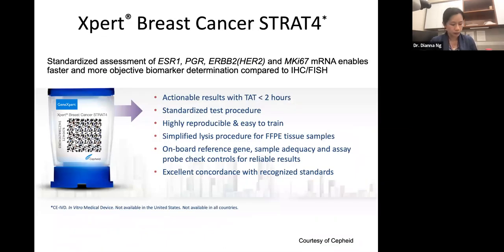Now, moving on to STRAT4. So we found that FNA and ROSE were feasible in Tanzania and teachable. So we're in the process of wrapping up our pilot study, looking at the performance of STRAT4 on FNA in Tanzania. So STRAT4 is, as I mentioned, an automated multiplex PCR. It looks at mRNA and is able to give you ER, PR, HER2, and Ki67 results in less than 2 hours. So from sample to answer. It's really nice because it's standardized and it just takes less effort to train someone.